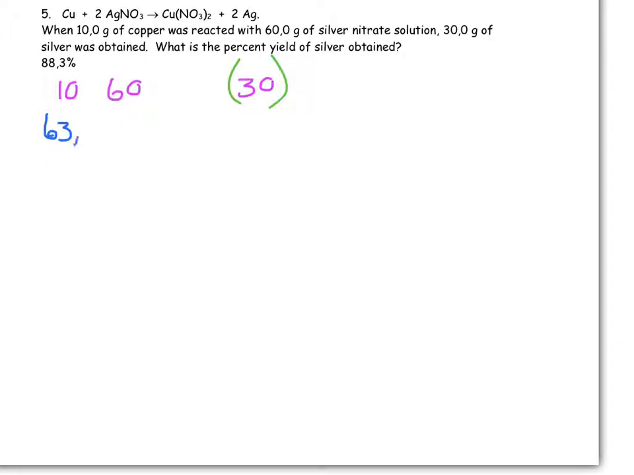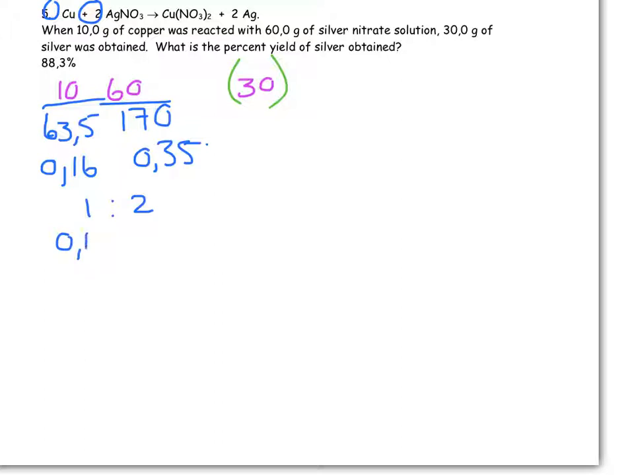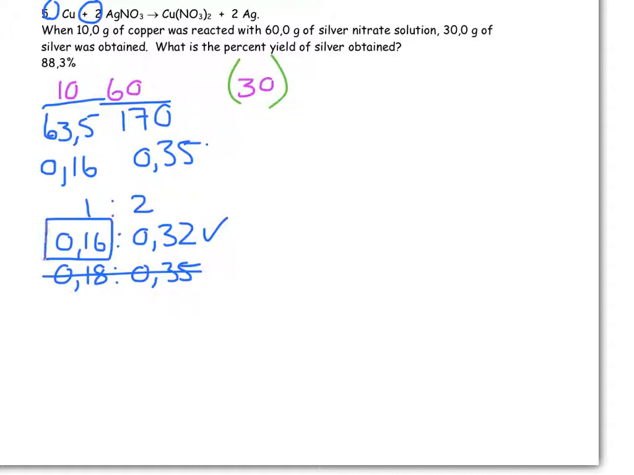So it's 63,5, and silver nitrate is going to be 108 plus 14 plus 48, which is 170. Mass over molar mass, mass over molar mass, I get 0,16 and 0,35. Now between copper and silver, I have a 1:2 ratio, and I'm going to go 0,16 becomes 0,32. That seems to work, and if I went 0,35, I would get 0,18. That's too much. I don't have enough, so that does not work. All right, so my limiting reagent over here is going to be the 0,16 over there.